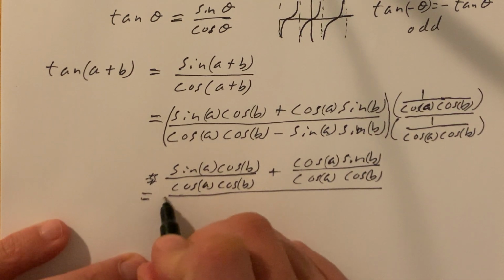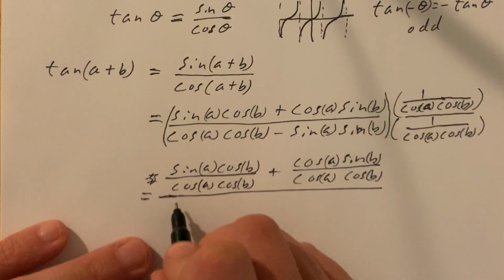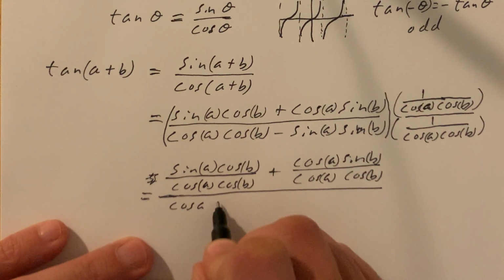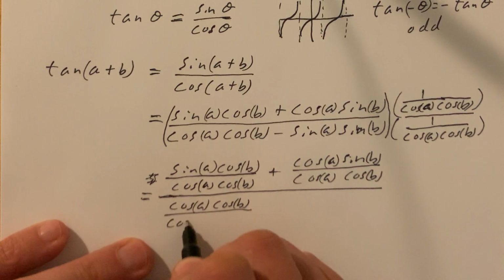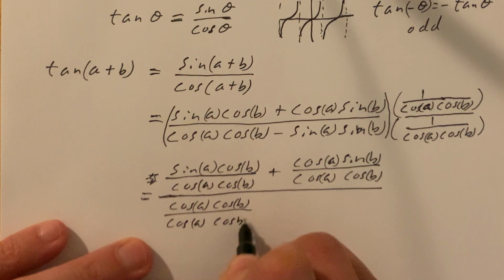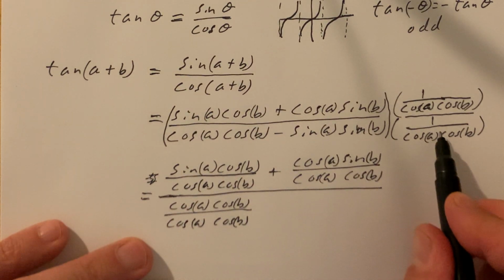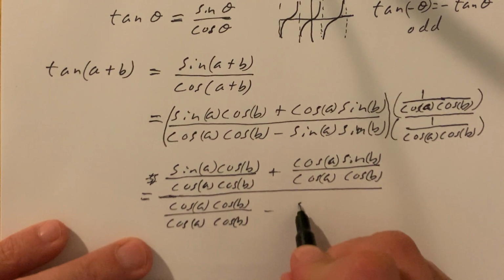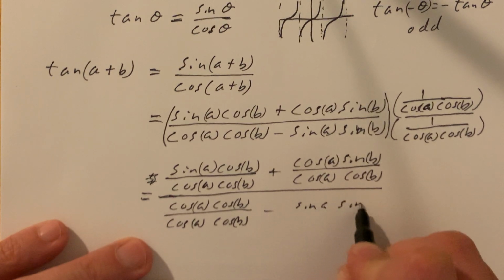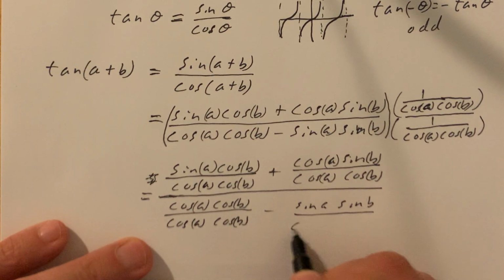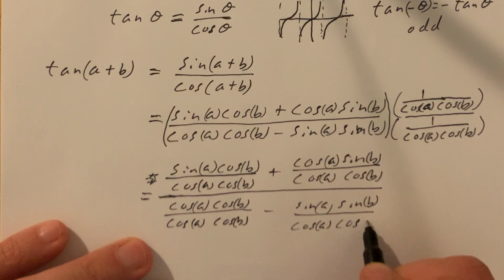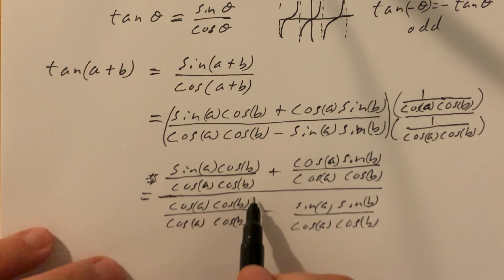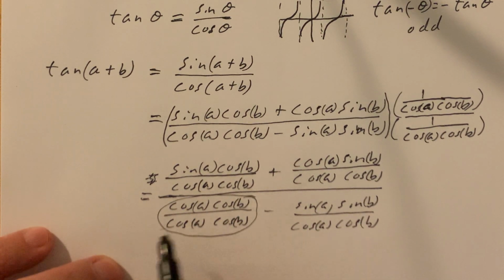Okay, so you know the bottom is going to be cos A cos B over cos A cos B, okay, because that's what I'm multiplying by over here, minus sine A sine B over cos A cos B. Okay, now this part here is going to equal 1.